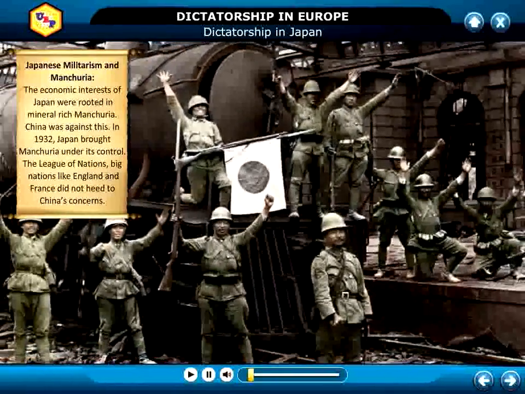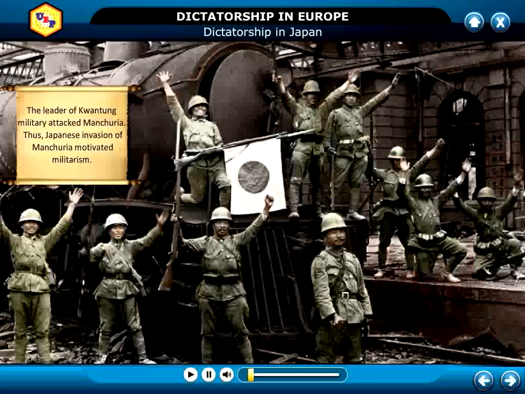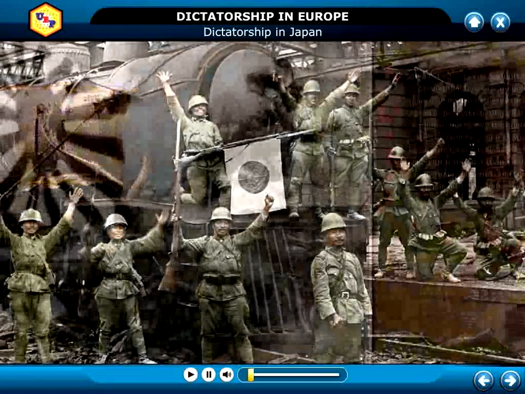Japanese militarism and Manchuria. The economic interests of Japan were rooted in mineral-rich Manchuria. China was against this. In 1932, Japan brought Manchuria under its control. The League of Nations and big nations like England and France did not heed China's concerns. The leader of the Kwantung military attacked Manchuria. Thus, the Japanese invasion of Manchuria motivated militarism.